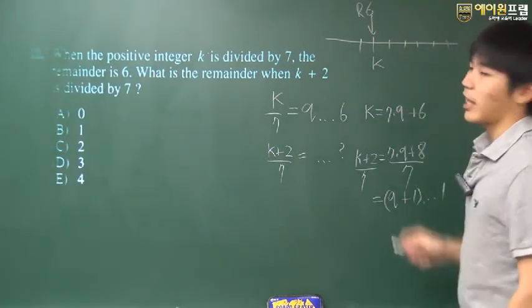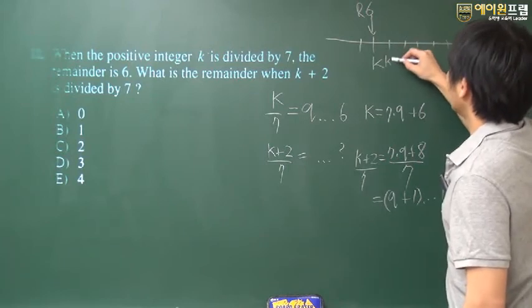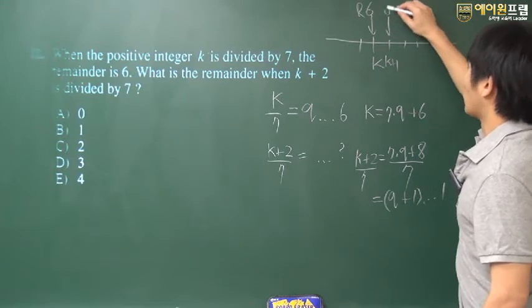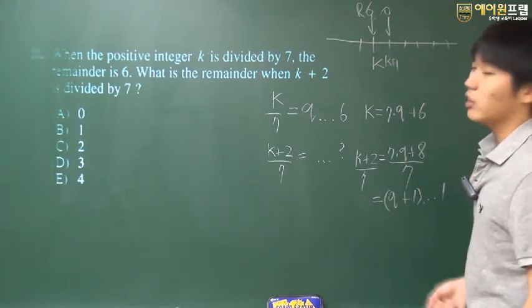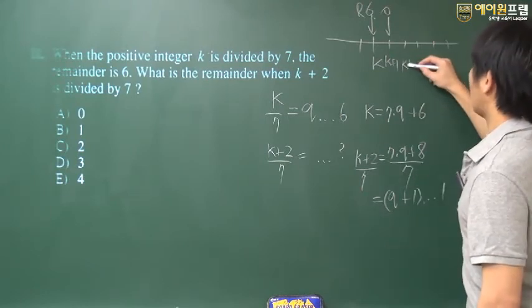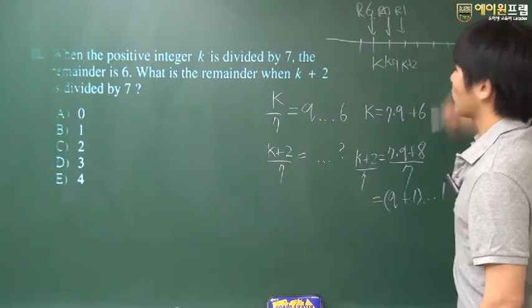So if I have such number k with remainder 6, that means the next number, if I just added 1, when divided by 7 will have a remainder of what? 0, right? Because I just added 1 to the original number, so then this number should be fully divisible by 7. So if I add another 1 at k plus 2, the remainder should be 1, okay?